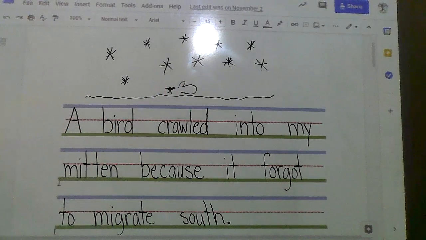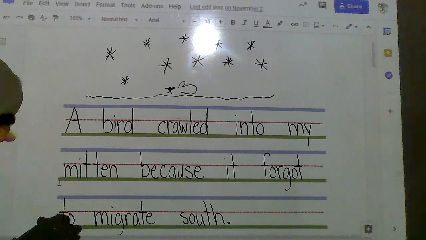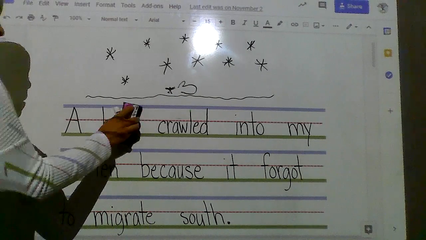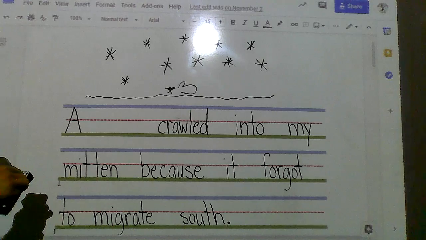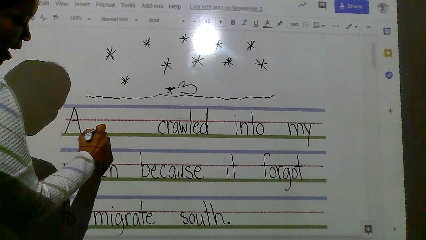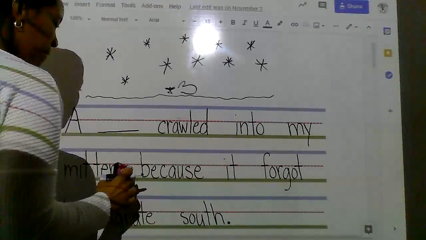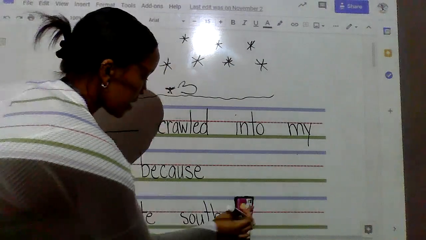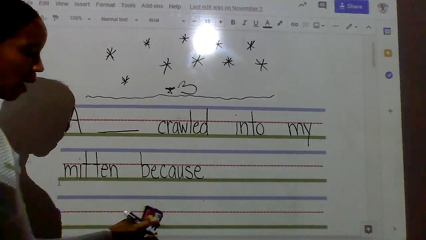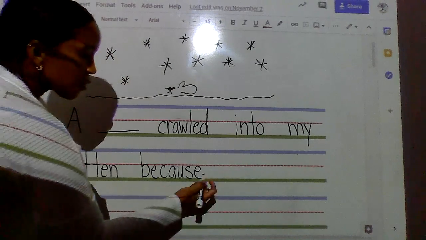Ignore that. Okay, so I'm going to erase the parts I don't want you to copy because that was for me. A blank. So you're going to fill it in with an animal. What animal do you think is going to crawl into your mitten? It crawled into my mitten because I need to erase all this too. And you're going to give me a reason. Why do you think that animal crawled into your mitten?